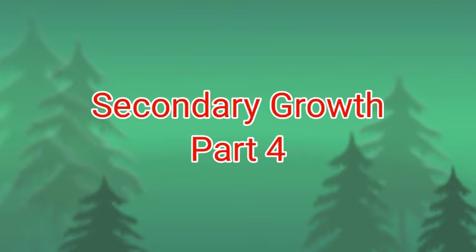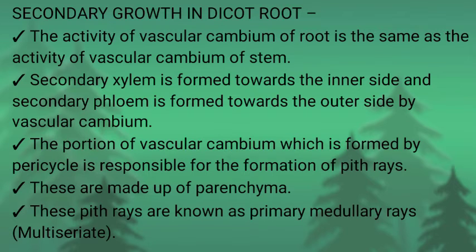Hi everyone. In this video I am going to explain secondary growth part 4. Secondary growth in dicot root. The activity of vascular cambium of root is the same as the activity of vascular cambium of stem. Secondary xylem is formed towards the inner side and secondary phloem is formed towards the outer side by vascular cambium.